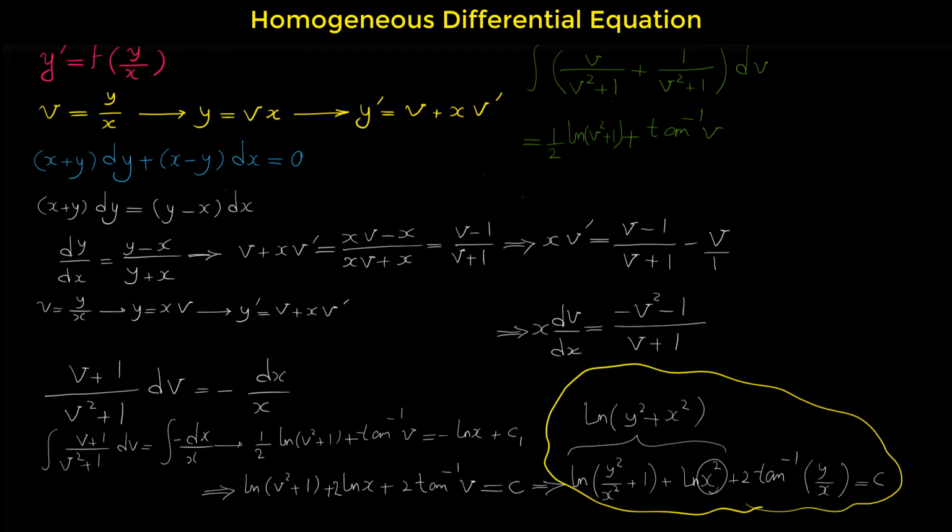At first, it seems that this differential equation should be an easy differential equation. But as you see here, it was a really tricky question. So the answer is ln of y squared plus x squared plus 2 tangent inverse of y over x equals c. Let me write the final answer here. ln of y squared plus x squared plus 2 tangent inverse of y over x equals c.